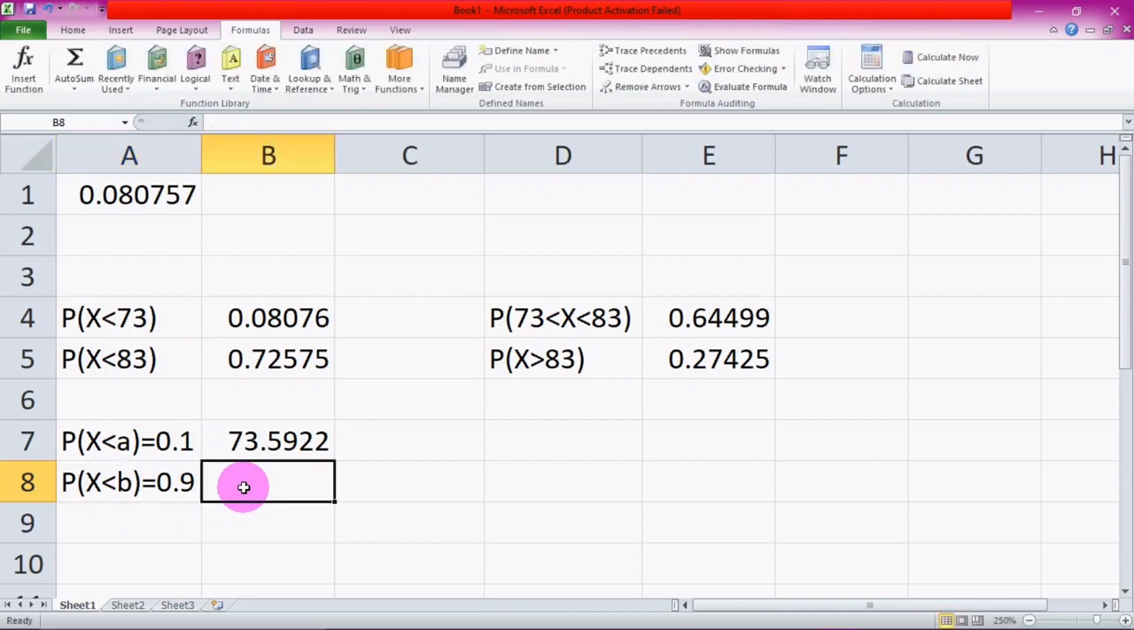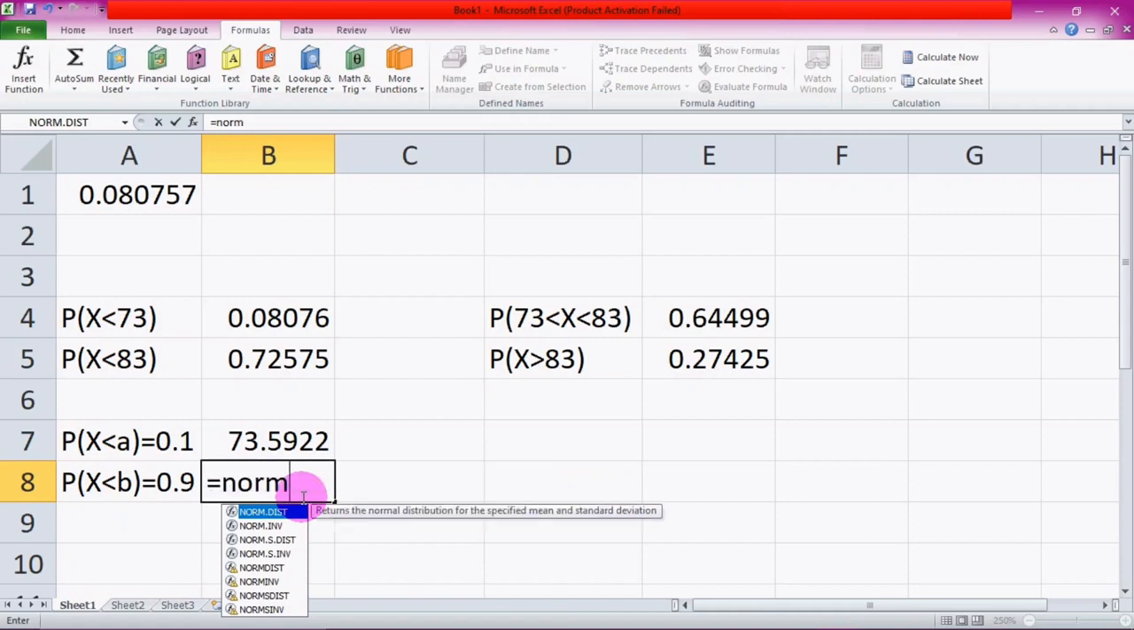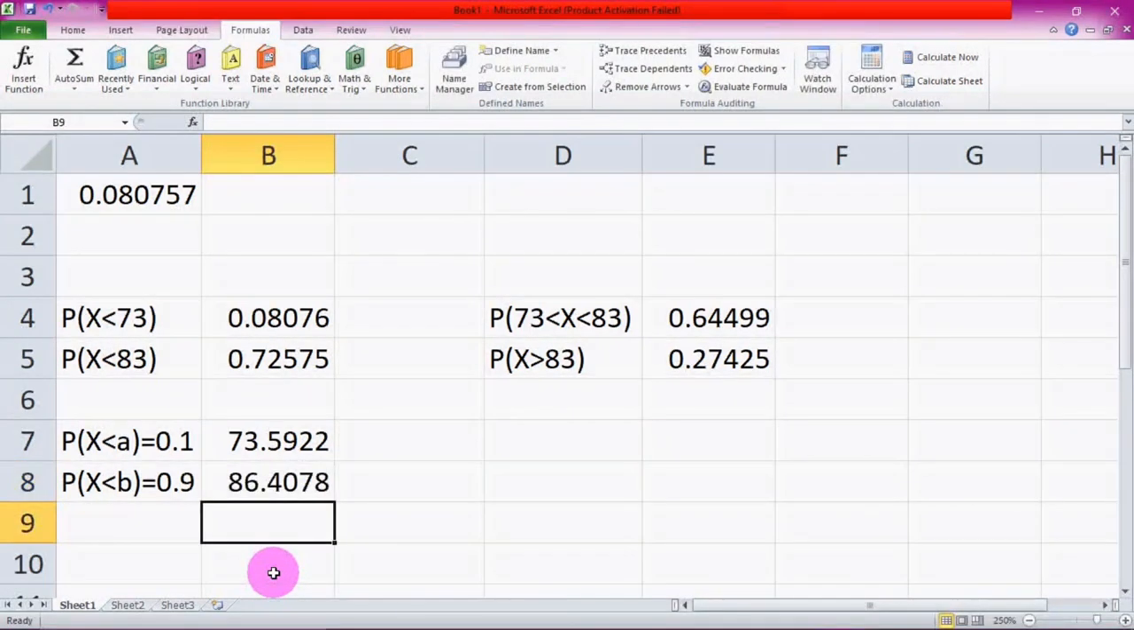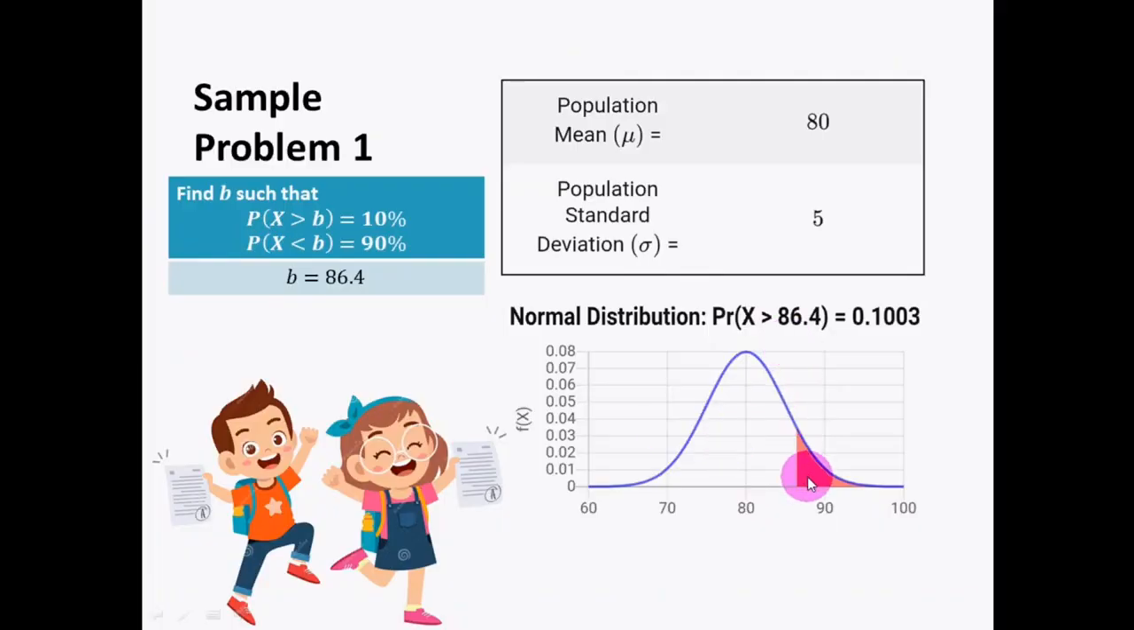This is equal to the same command we used above. So, it is equal to norm for normal distribution, but inverse. Norm.inv, and then probability is 0.9. The mean is 80, and then standard deviation is 5. Then press enter, we get this value, 86.4. Note that if we compute the probability that X is greater than 86.4, we will get 0.1003 or approximately 10%.